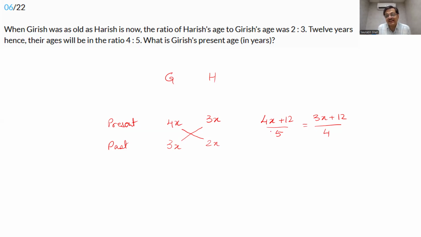So we have 16x on the left hand side, 15x on the right hand side. 48 on the left hand side, 60 on the right hand side. So 60 minus 48 is 12. x is 12. So the present age of Girish is simply 4 into 12, 48. That's the answer to be entered. 48.